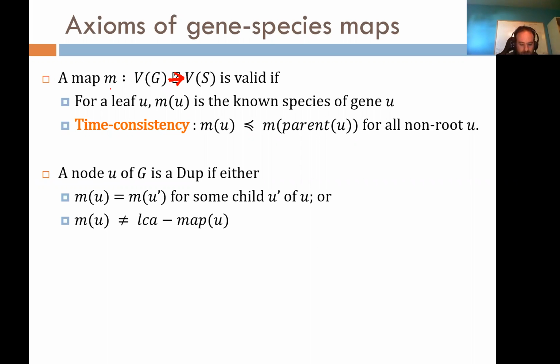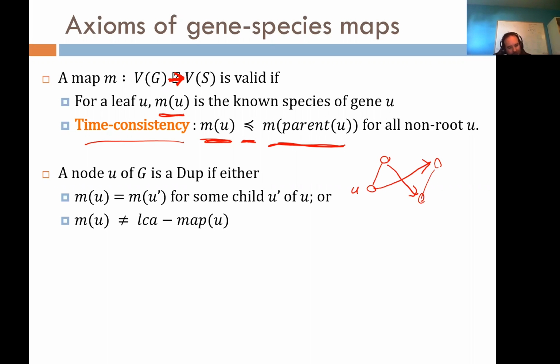So we will say that a map is valid if for each leaf U, you map U to the known species that you're given for it, and you're time consistent. Here it just means that if you decide to map U, the species to which it is mapped has to be a descendant, not necessarily strict, of where you mapped its parent. That's a pretty basic rule. It just means that you don't want to map U to that species and its parent to that species, which makes no sense unless you are in some strange setting. So that's all we require on our gene tree, species tree maps.